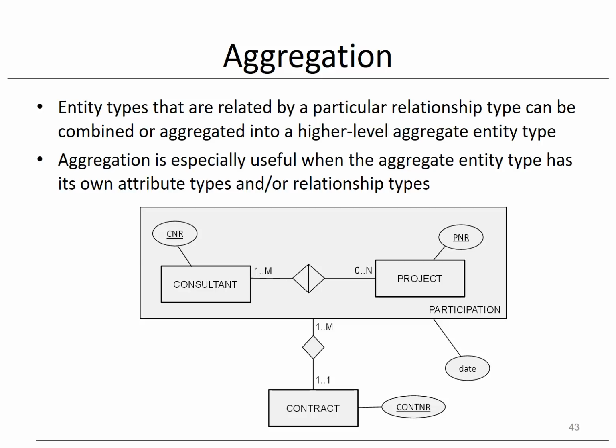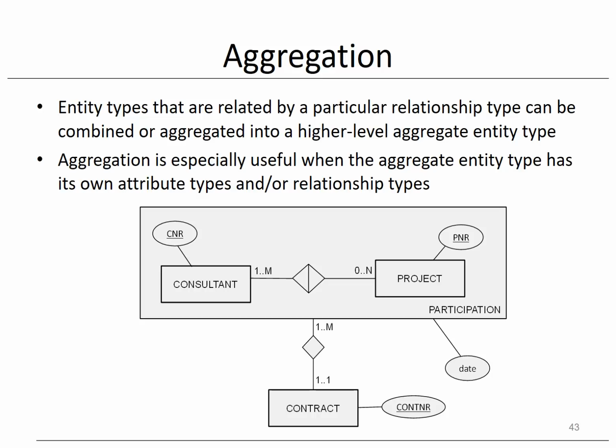Here you can see an example of an aggregation. A consultant works on 0 to n projects. A project is being worked upon by 1 to m consultants. Both entity types and the corresponding relationship type can now be aggregated into the aggregate concept participation. This aggregate has its own attribute type date, which represents the date at which a consultant started working on a project.